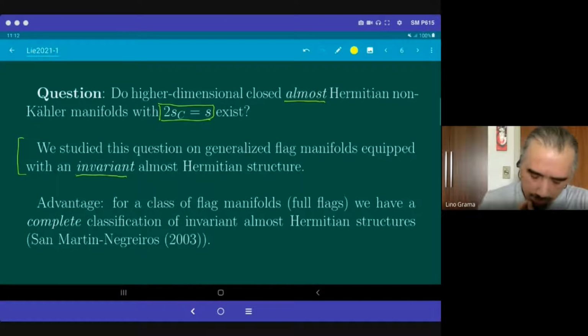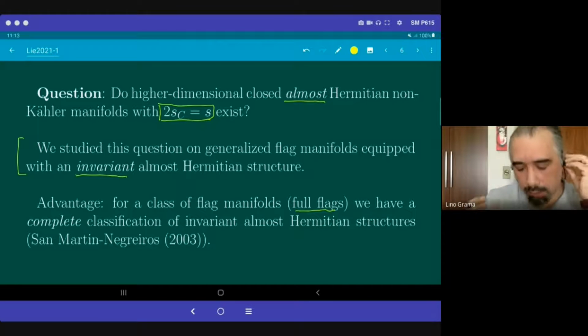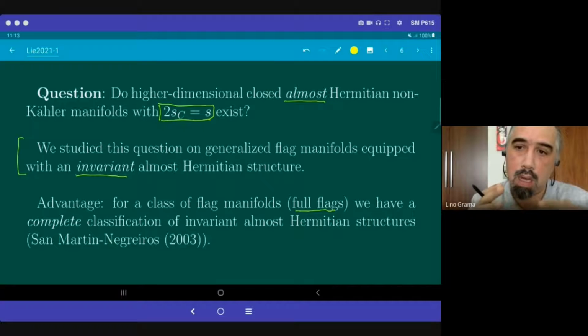Okay, and we have an advantage here, because for full flag manifolds, we have a complete classification of the invariant almost Hermitian structures given by San Martin and Negreiros in 2003, and San Martin and Rita de Jesus also provide a lot of partial results in generalized flag manifolds in general, in the partial flag manifolds. And this is very useful. So mainly the formalism introduced by San Martin and Negreiros is how to deal with this invariant pair.